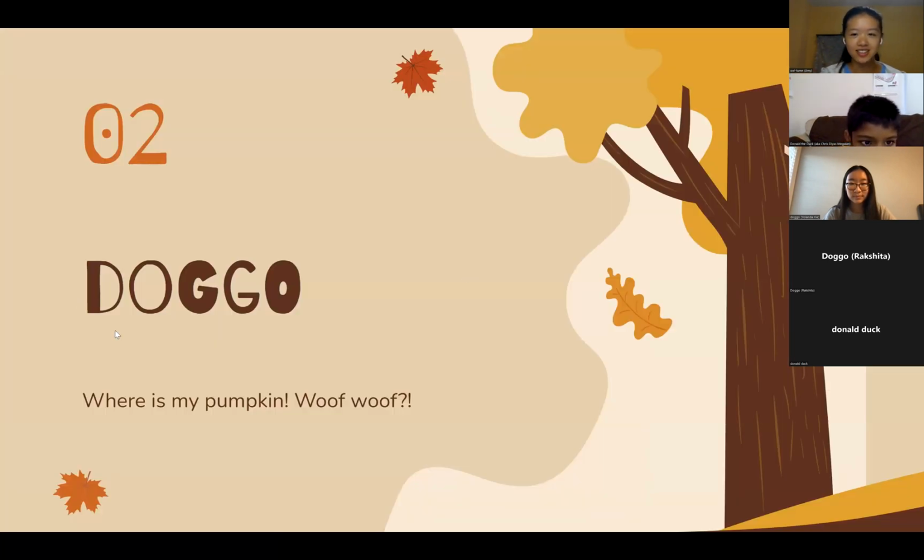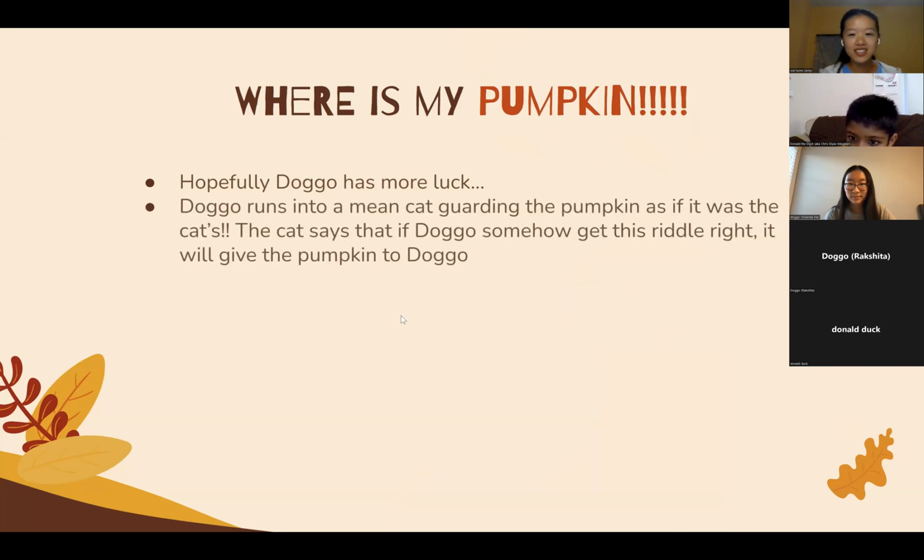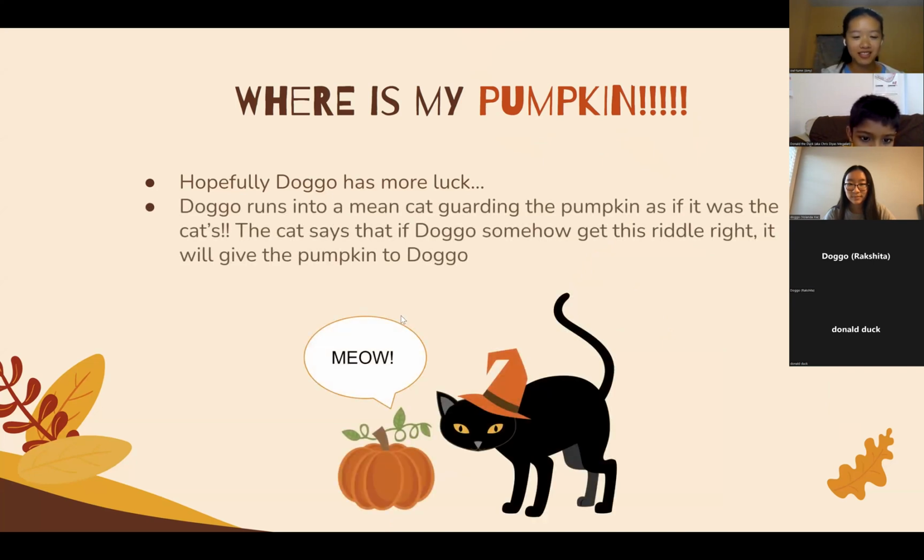Okay, now it's Doggo's turn to look for pumpkins. So he's sniffing around on the ground, because dogs have a good sense of smell. So he's sniffing around, but then he runs into this cat, right? Oh, the cat should be saying meow, not the pumpkin. But Doggo runs into a cat that's guarding the pumpkin as if it was the cat's pumpkin, even though this is Doggo's pumpkin. Doggo worked to find this pumpkin.